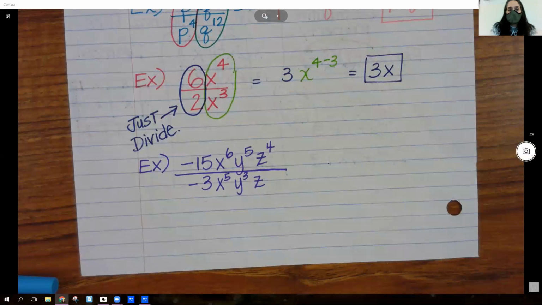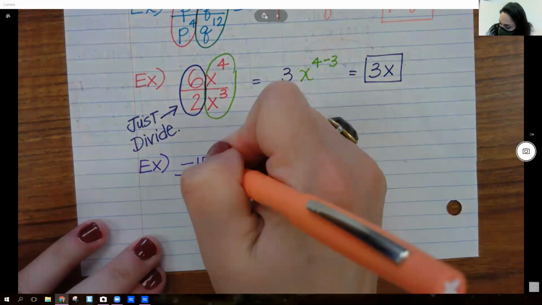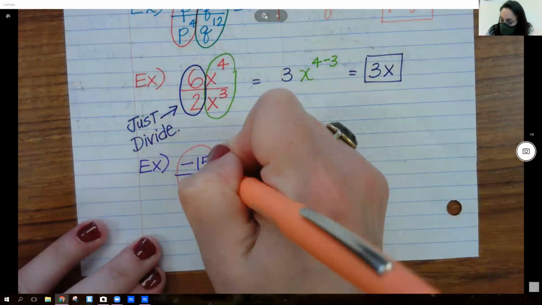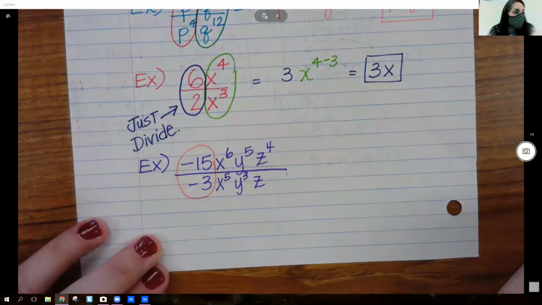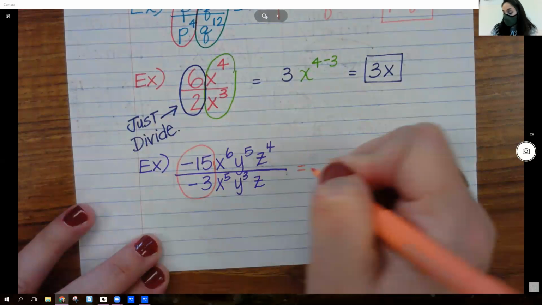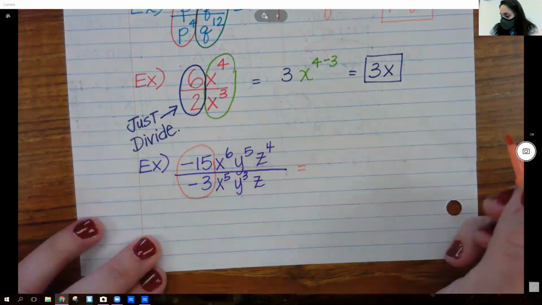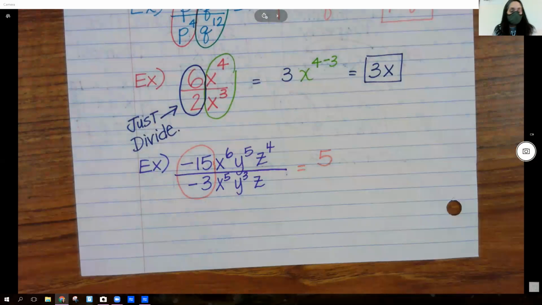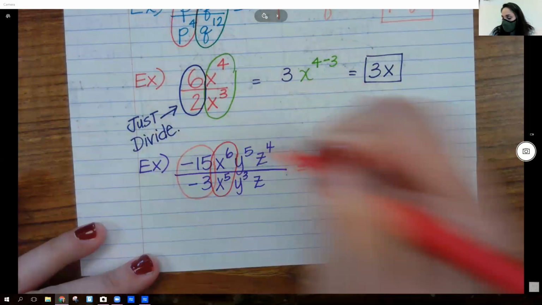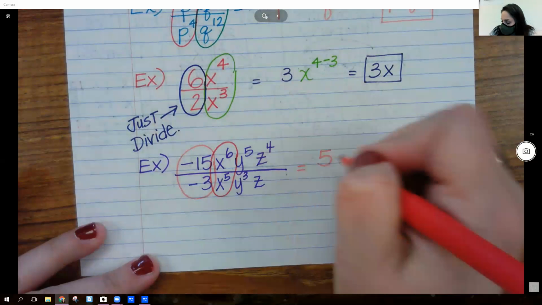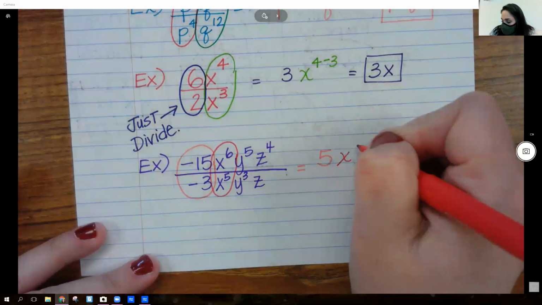All righty, awesome. Okay, let's do this. So check your work. I'm going to start out by taking care of these numbers in the front. That is just a plain old division problem. Negative divided by negative is positive. And so negative 15 divided by negative 3 is 5. Now, I'm going to take care of the x's. So I have x on the top and the bottom, so this will be x raised to the 6 minus 5.